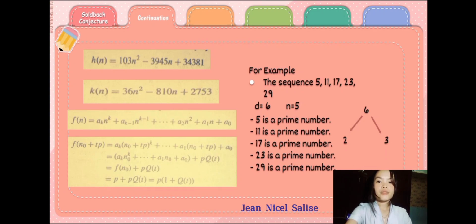However, we also need to verify if the common difference, which is 6, is divisible by every prime q less than n. So in this case, the primes less than 5, the last term in the sequence, are 2 and 3. So the common difference 6 is divisible by both 2 and 3. Therefore, the sequence 5, 11, 17, 23, and 29 satisfies the conditions of Theorem 3.8.